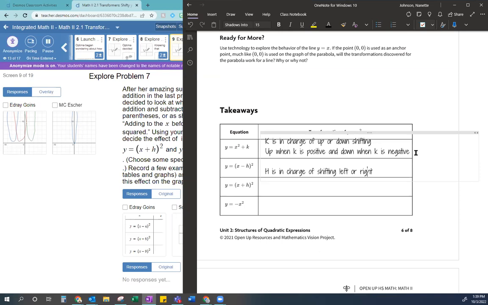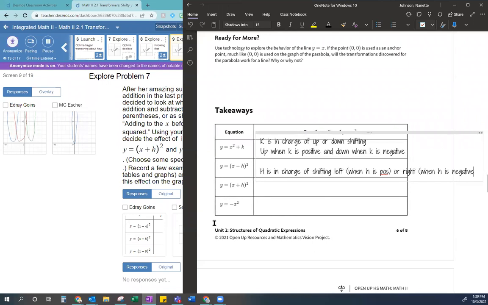Now, remember, H lives in backwards land, right? Remember we talked about living in backwards land? It moves it left when it's which way? Positive or negative? When does it move it left? Yeah, very good. When H is positive it moves left, or right when H is negative. Make sense?